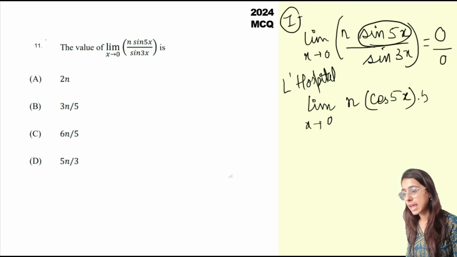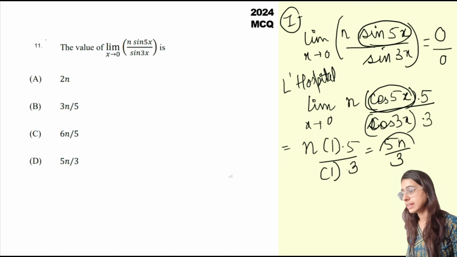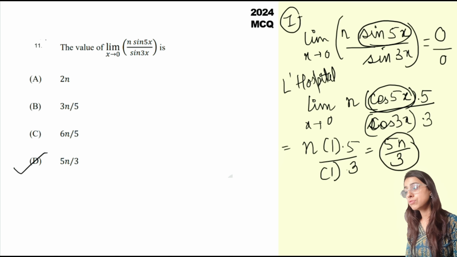And if we differentiate the denominator, we will get cos 3x into 3. Limit x tends to 0, n is a constant. Cos 0 is 1 into 5, and similarly cos 0 is again 1. So we will get 5n by 3 as the correct answer. So option D is correct. But this is the first method.